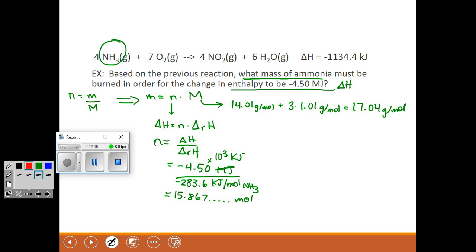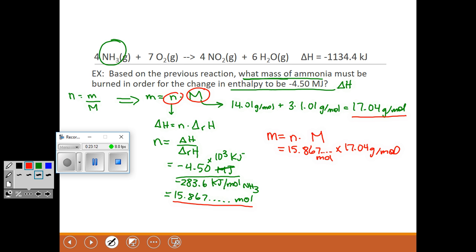Now, I have the number of moles, and I have the molar mass. Those were the two things I needed to calculate the mass. So I can go back to the formula I wrote at the beginning and put those two numbers in. So, my 15.867 moles times 17.04 grams per mole. And you should end up with an answer of 270 grams.